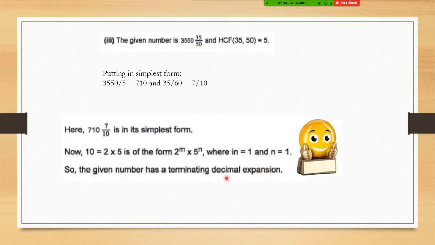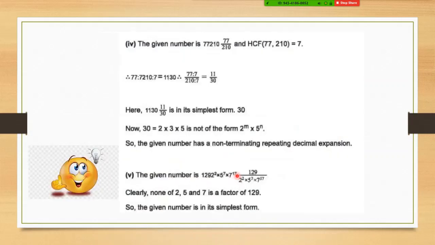Are you clear with the facts, what I'm saying? All of you? Are you able to understand? Now going to the second last one. 77 upon 210. First, bring it to the simplest form. Simplest form is 11 by 30. Don't do anything before that.